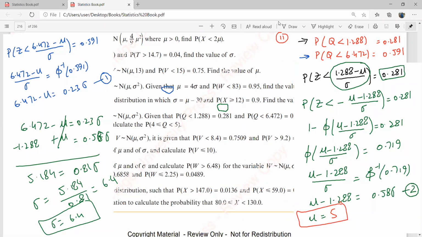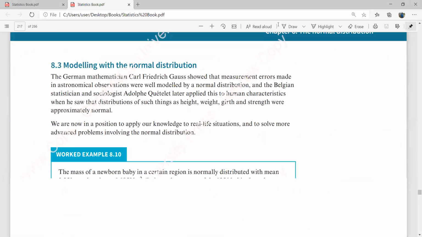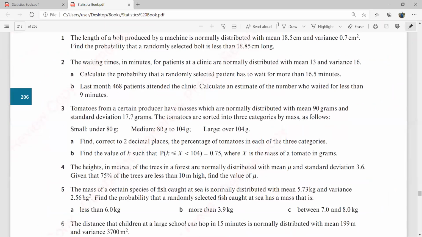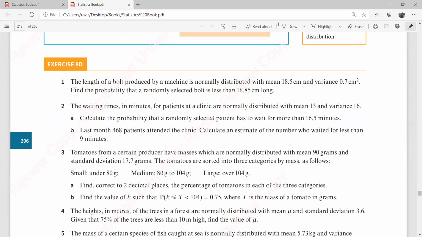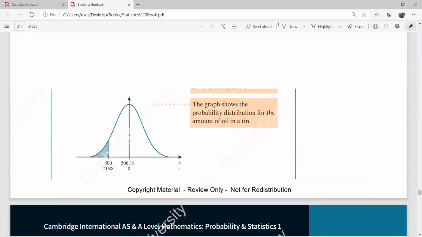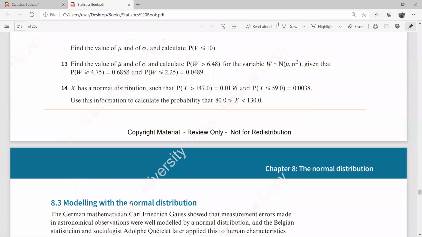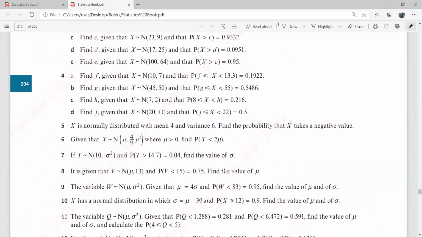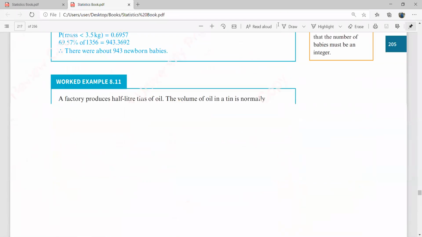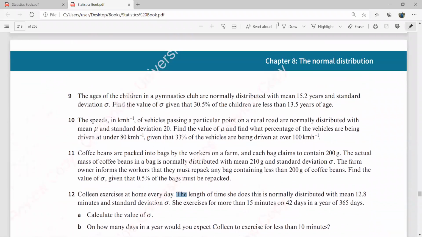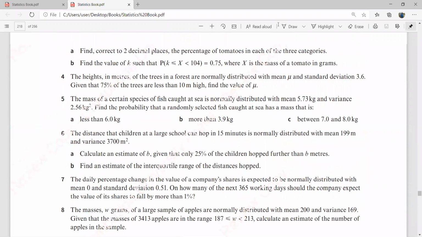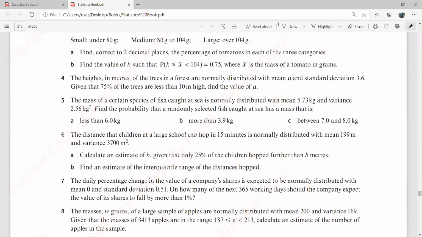After this, in our next class, we'll be going on to exercise 8D. This 8D is very similar to exercise 8C. Here all the key information was given; now all this information has been written as word problems. This is again going to reinforce your concept of how to standardize a given distribution and how to use that table to find the unknowns.